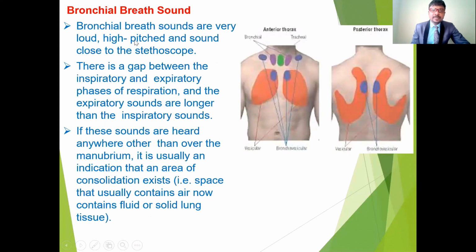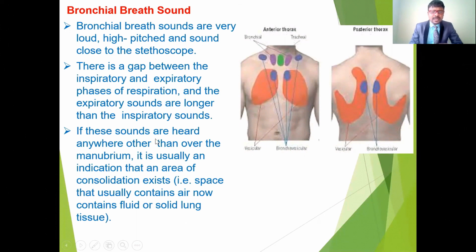Coming to the next one, the bronchial breath sounds. These are very loud, high pitched, and sound close to the stethoscope. They are long and high pitched. There is a gap between the inspiratory and expiratory phases of respiration. We have to understand if there is any gap between the breathing in time and the breathing out time. Sounds with such a gap are called bronchial breath sounds.